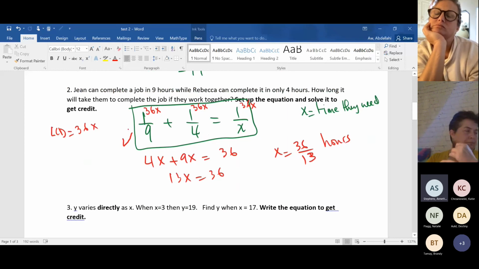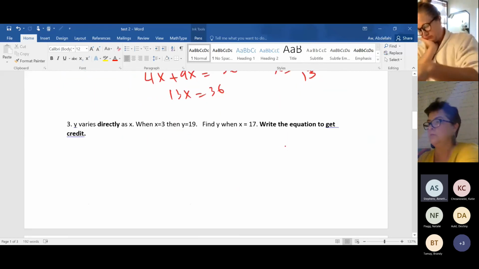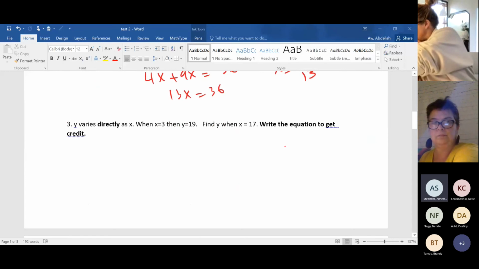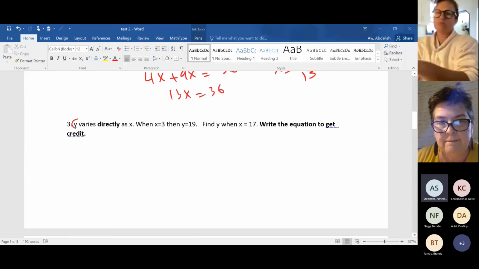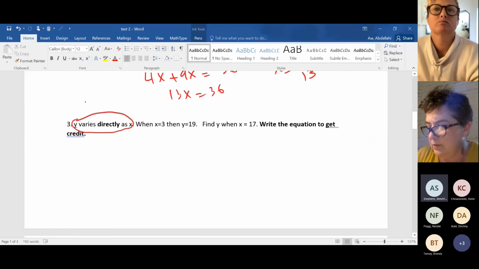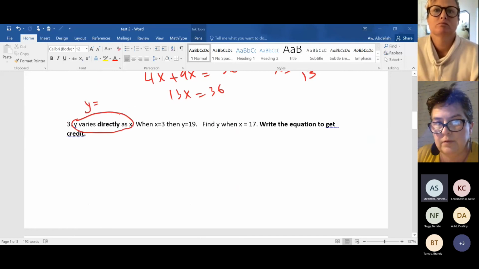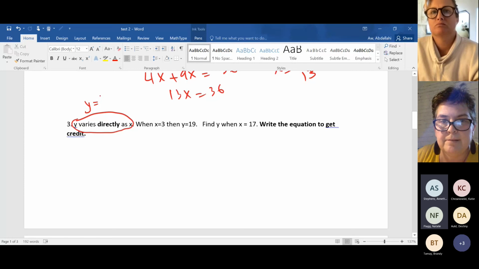Okay, the next one, again, some type of application problem. y varies directly as x. And remember what we said, what equation is this going to give me? When I see y varies directly as x, what equation do I write? y equals what? Somebody remembers y equals? Is it k divided by x? No, k times x.